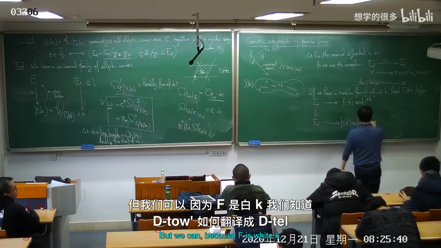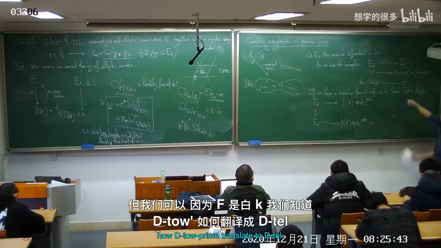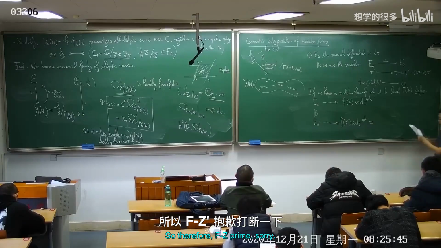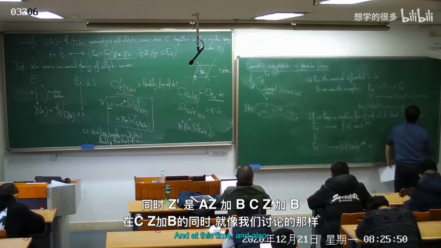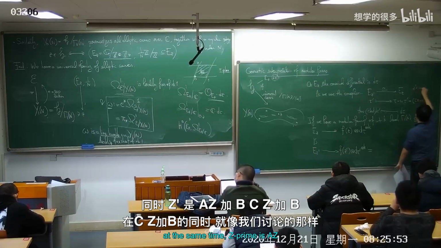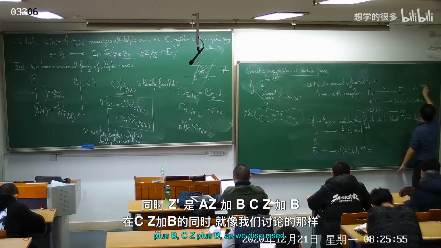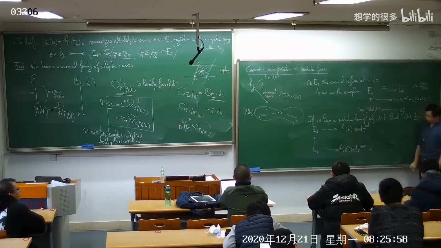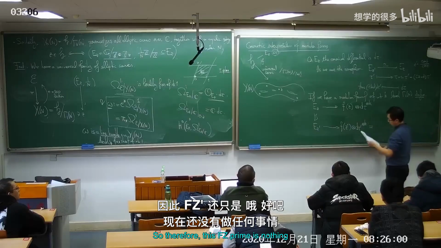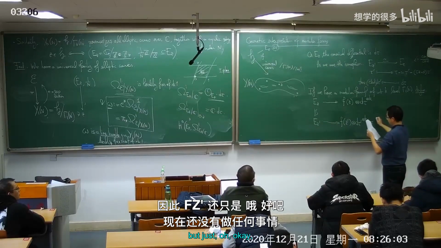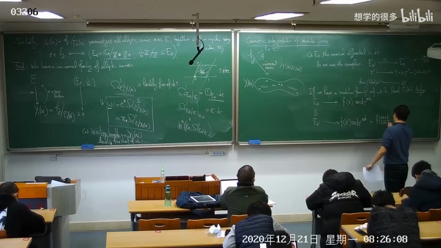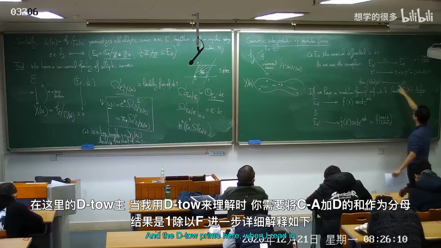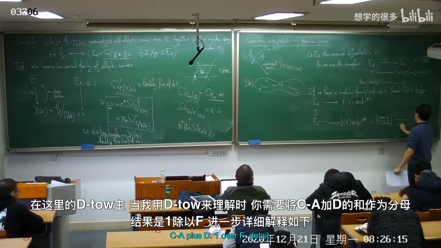But we can, because F is weight k, and we know how d tau prime translates to d tau. So therefore, F(z'), and at the same time z' is (az+b)/(cz+d), as we discussed. And the d tau prime here, when I write it in terms of d tau, you have to divide it by cz plus d.